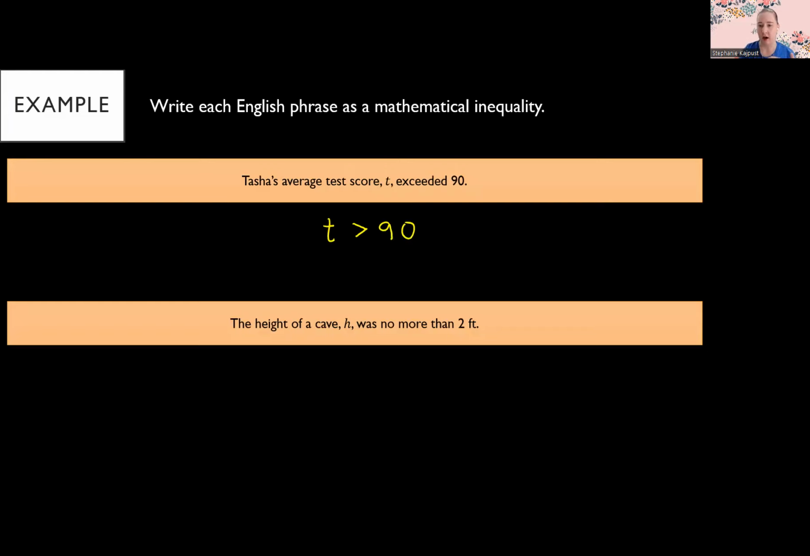The next one, the height of a cave, H, was no more than 2 feet. No more than means it could be less than 2 feet, but it can also be equal to 2 feet. It just means it's not above 2 feet. So it's less than or equal to. So we have H is less than or equal to 2.